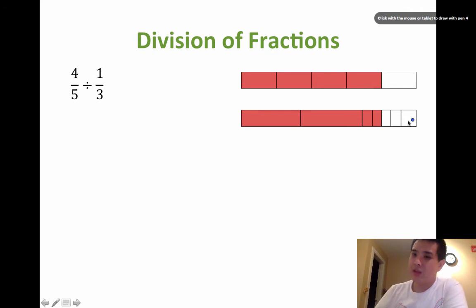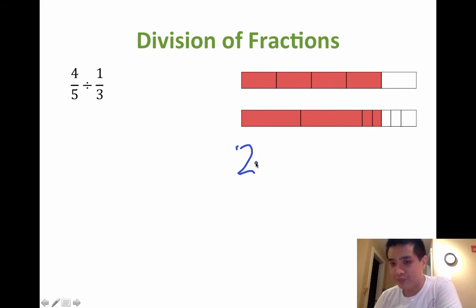So what we do with the last bar is we split it up into 5 equal parts. We see if we fill up 2 of these equal parts, 2 of the 5, we get to exactly the same amount as 4/5. So we're asking how many 1/3 bars would it take to get filled up to the same amount as 4/5. Well, we see we have 1 and 2, so we definitely have 2. But we don't quite have the full 1/3 at the end part over here. So instead we say we have 2/5 of a third bar.